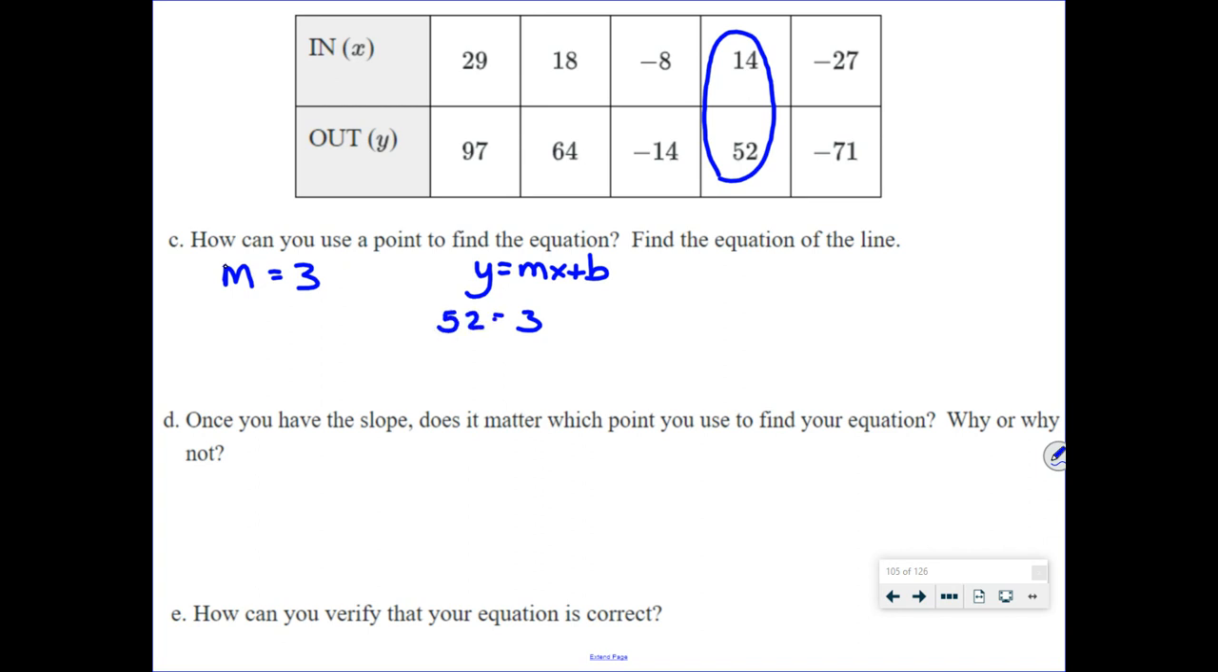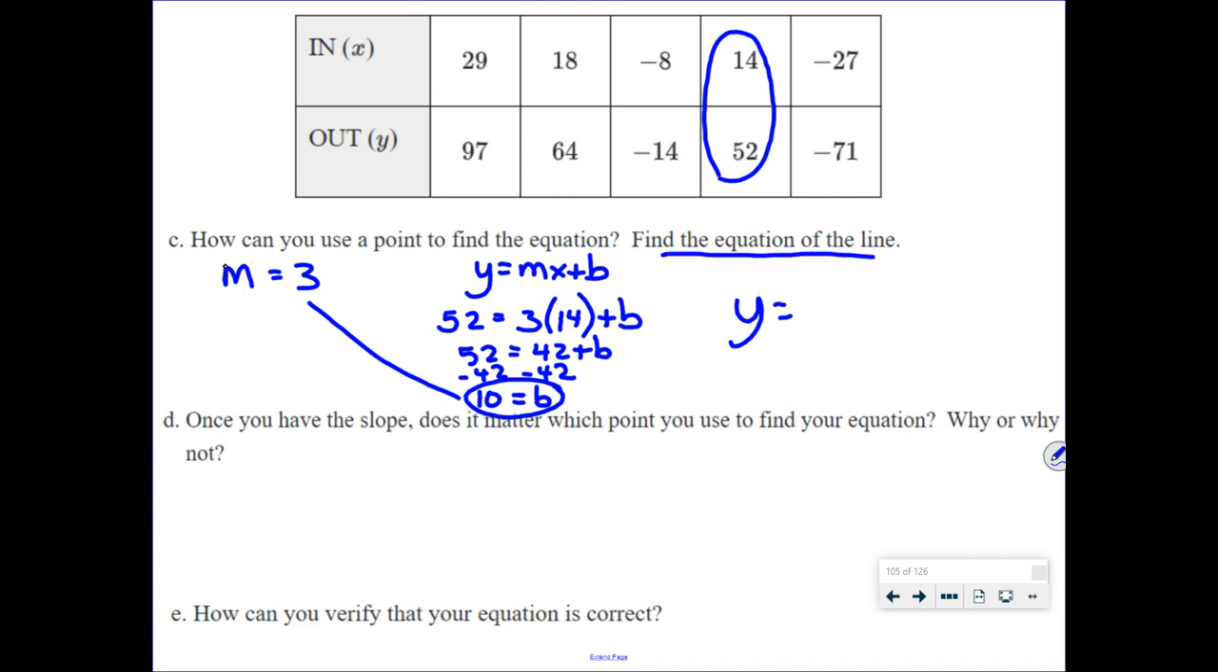52 is my y, equals 3 times x, which is 14, plus b, and now I just solve for b. So 3 times 14 is 42, so 52 equals 42 plus b, and this is how I expect to see it. Minus 42, minus 42, 10 equals b. Oh, cool. Well, if I know b and I know m, now I can write my equation. Don't forget to write the equation, because that's what they're asking for. Find the equation. y equals 3x plus 10. And that is my equation.